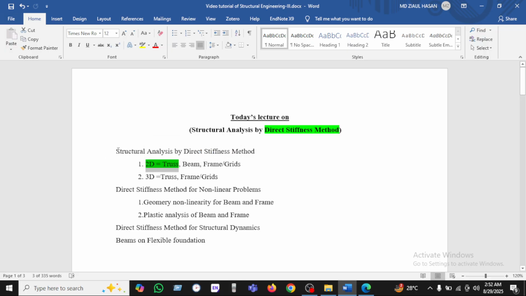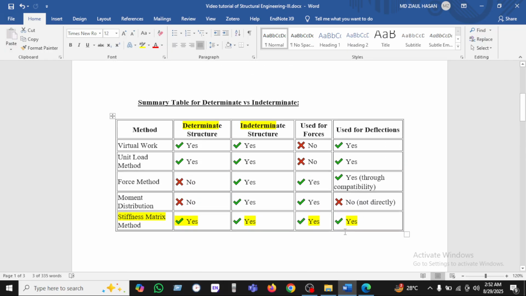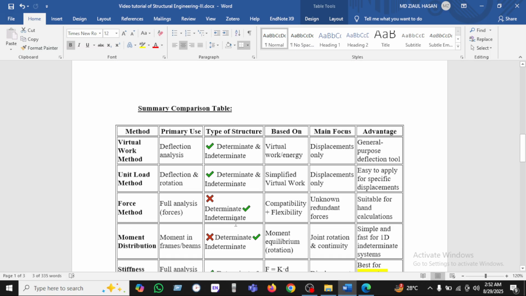So in this lecture we will learn the topic, and among them we are just taking the 2D truss. Before starting the 2D truss analysis, I want to say why we choose the stiffness matrix. We can solve the determinate structure, and we can also solve the indeterminate structure. If the structure is subjected to force, then we can also solve this structure. We can also find deflection and rotation using this stiffness matrix method.